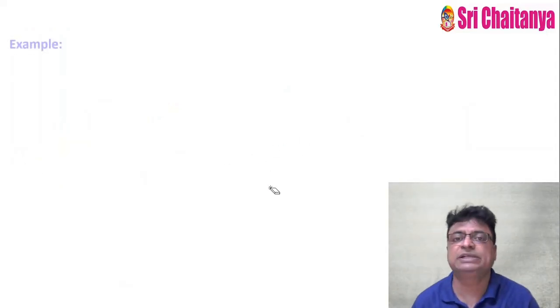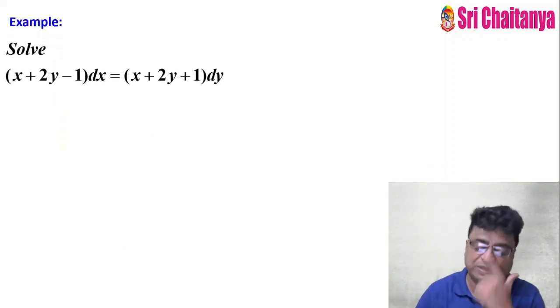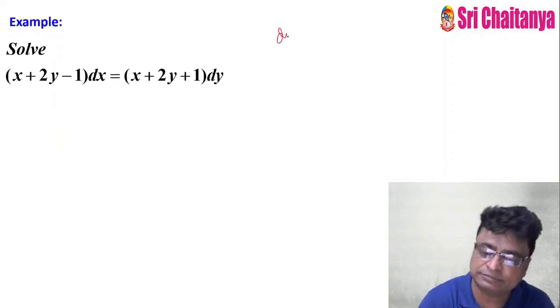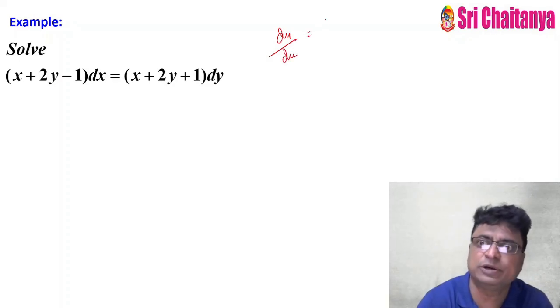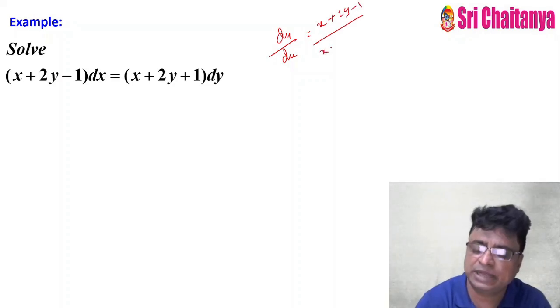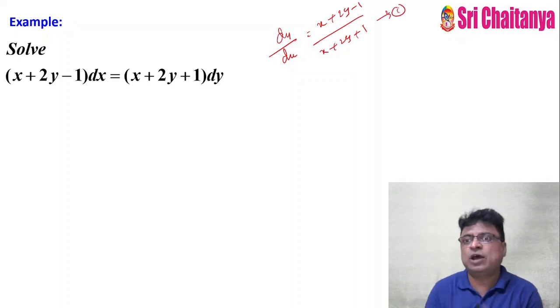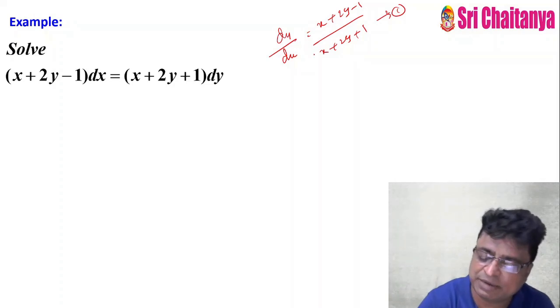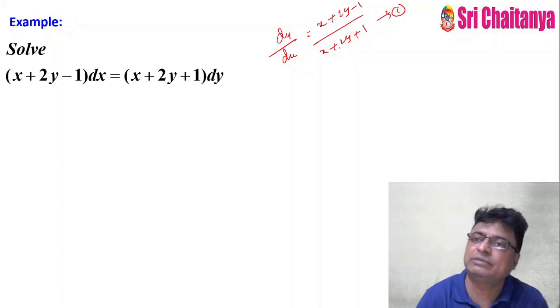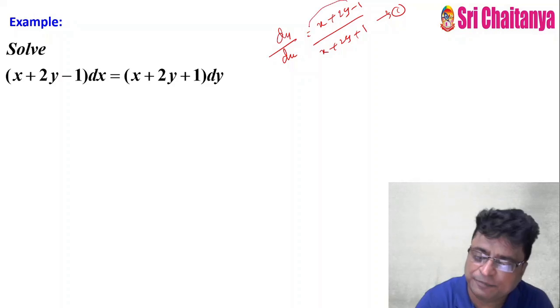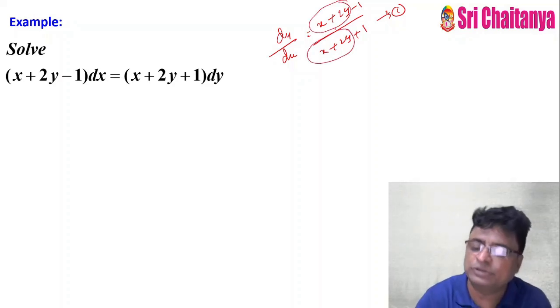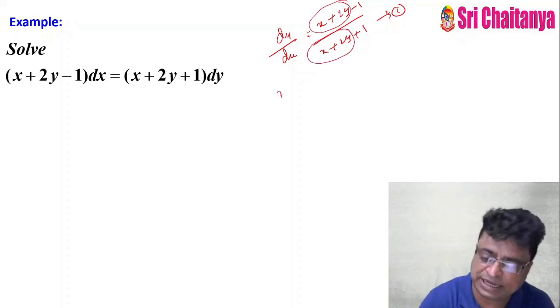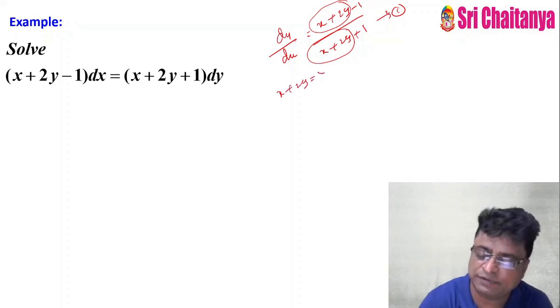Now, coming to my friends, this is about another model. See here, my dy by dx is equal to x plus 2y minus 1 by x plus 2y plus 1. Obviously, this is again a non-homogeneous differential equation of type 2, because a1 by a2 equal to 1, b1 by b2 is also 1. And if you observe, there is a common factor both in the numerator and denominator. You put that as v, x plus 2y equal to v.